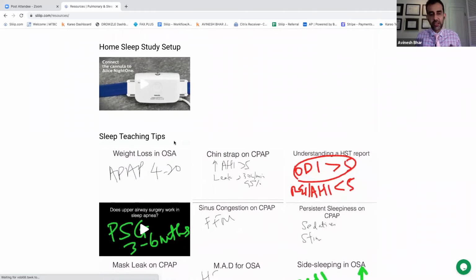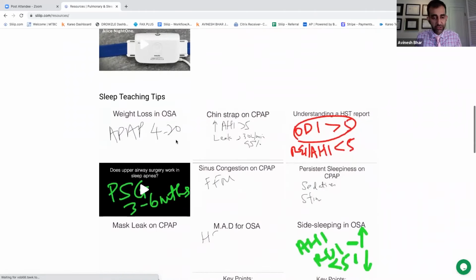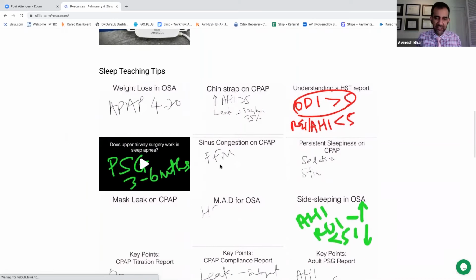For nurse practitioners and doctors out there, we also have a whole lot of resources here. I apologize for my ugly handwriting. That's the best I can do. And well, no, that's not the best I can do, but you know.